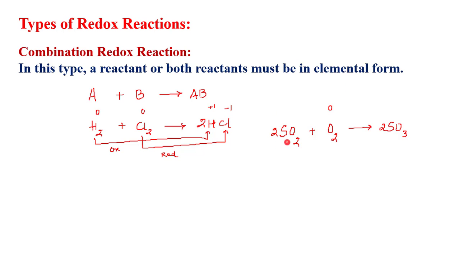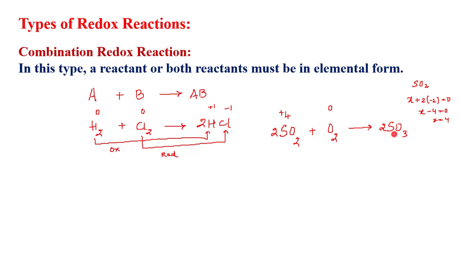Now here sulfur dioxide is there. Sulfur oxidation state, you have to calculate it. How are you going to calculate? By taking it as x, right? SO2: sulfur will be taken as x plus how many oxygens? 2. Oxygen charge is always -2, equal to 0. So x minus 4 equals 0, x is equal to 4. So the oxidation state of sulfur is +4.